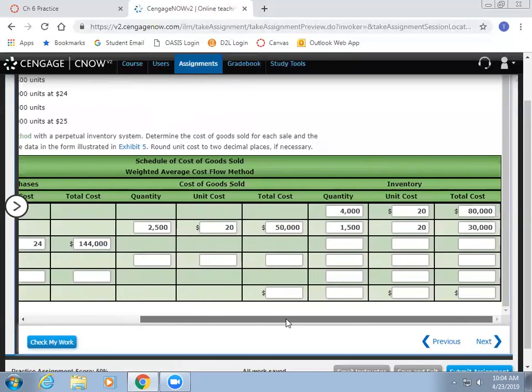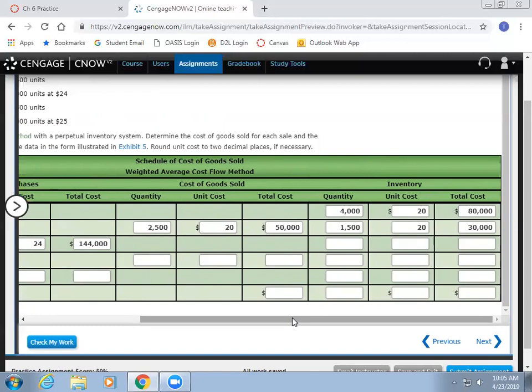So now when we're doing our inventory, what we need to look at, and they don't really show it on the little chart, is that we have in inventory 1,500 units at $20, for a total cost of $30,000. And now we have an additional 6,000 units at $24 for a total cost of $144,000.